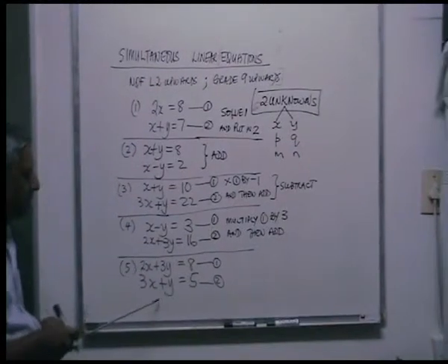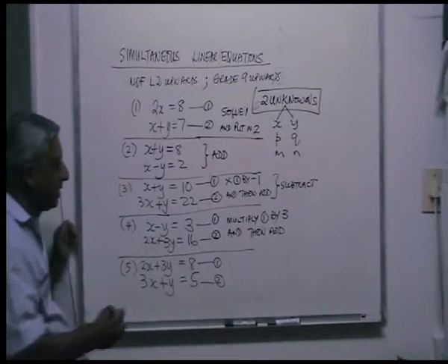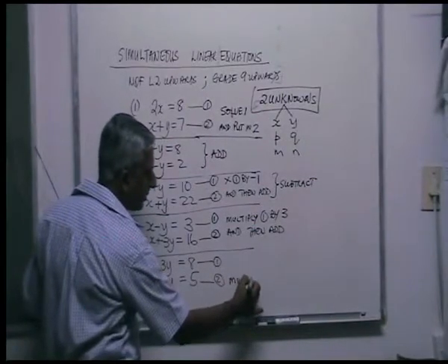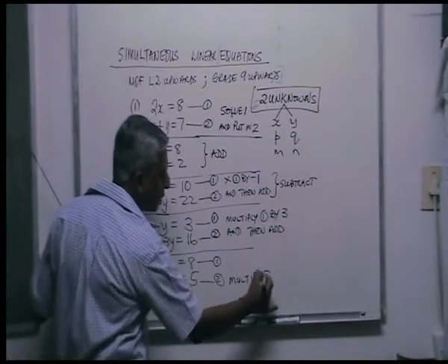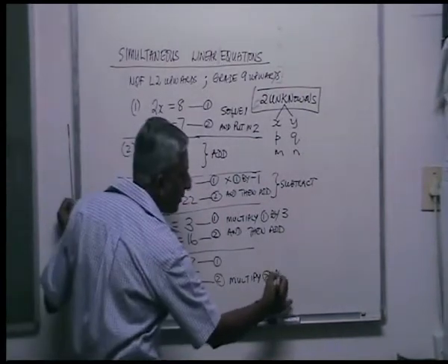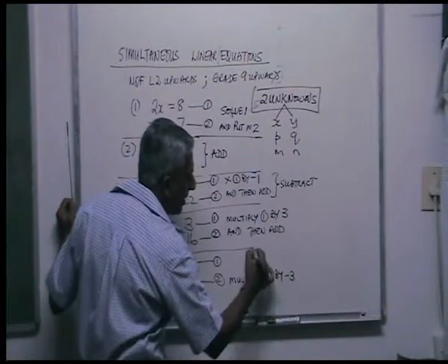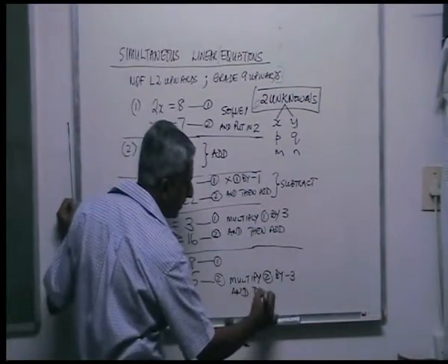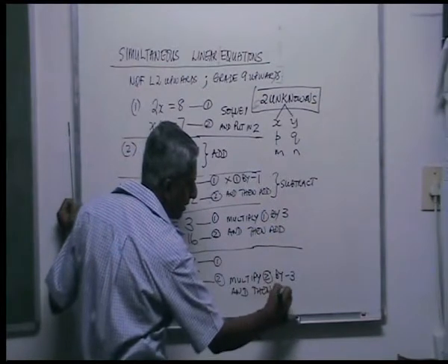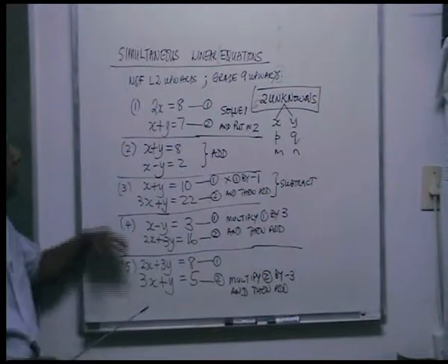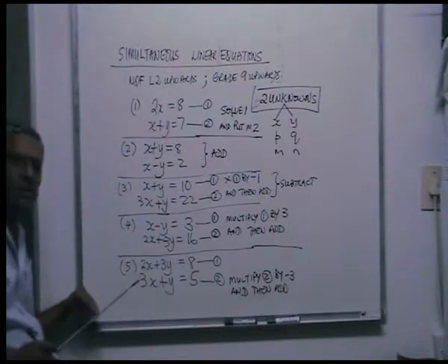And this is y. So in this example, it seems to me that it is better to multiply number 2 by minus 3 and then add. So what I'm showing you, I'm just trying to show you the different types and the different ways.